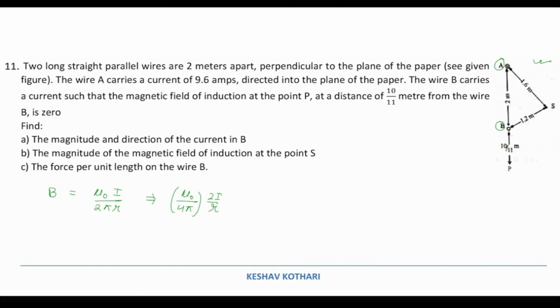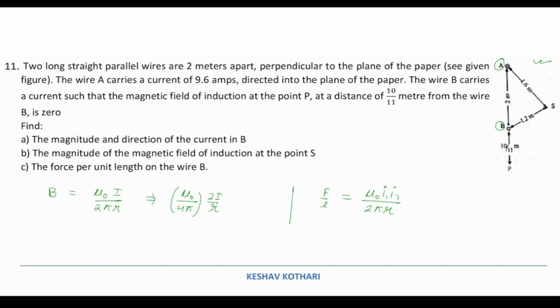And the value of force per unit length can be written as mu naught I1 I2 upon 2 pi r, where I1 and I2 are the currents in the long straight wires and r is the perpendicular distance between the two wires. So these are the two working formulas which we will be using to solve this particular problem.